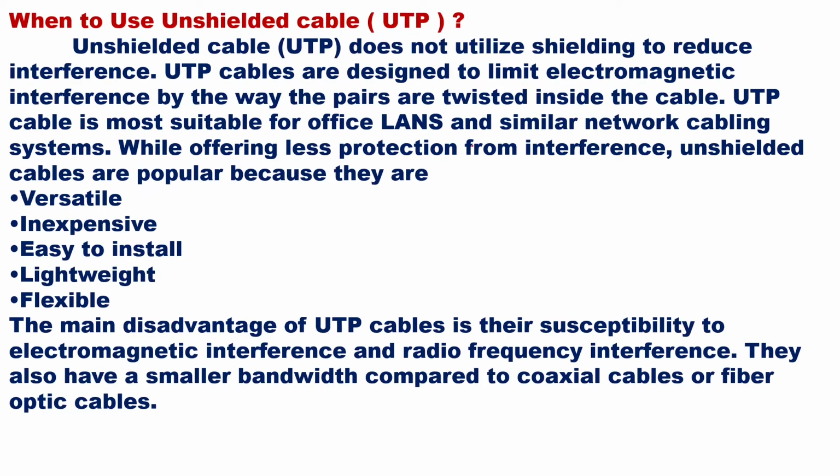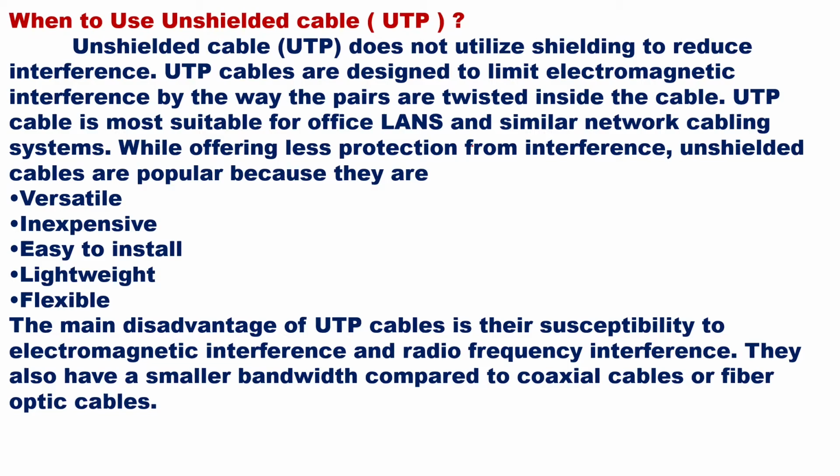Then, when to use this unshielded cable? Now we know that there are two types of twisted pair cable: one is unshielded and the other is shielded. But when are we going to use the unshielded one? Unshielded cable UTP does not utilize shielding to reduce interference. So here you don't have extra shielding as you have in STP.